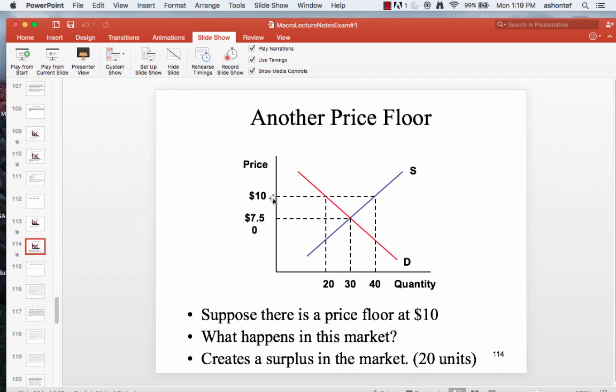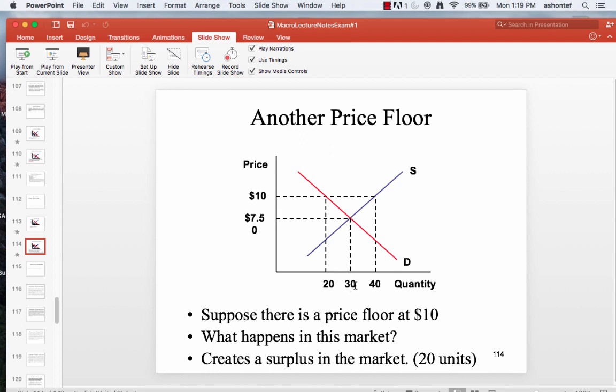So in this case, if we say $10 is our price floor, the price can go higher than 10, but it cannot go below 10. As with the other pictures, the equilibrium will be $7.50, and I changed the quantity here, our overall quantity would be 30.